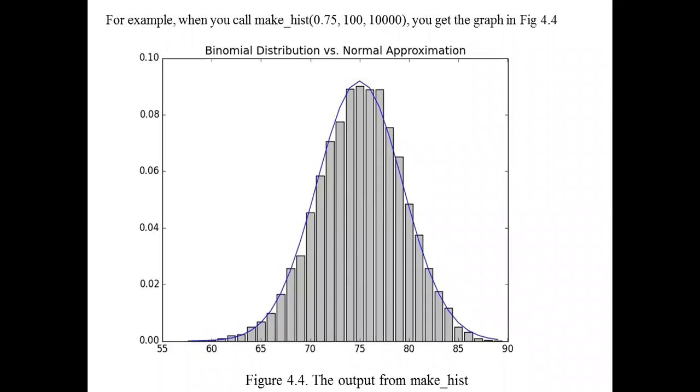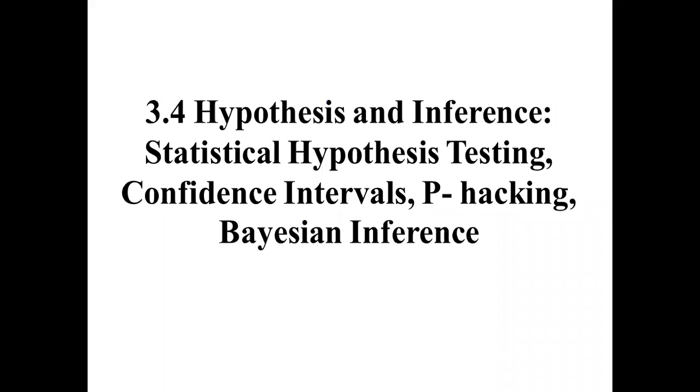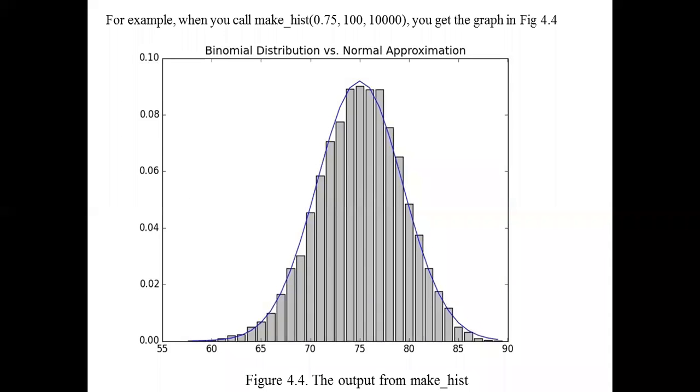So this will be the binomial distribution versus normal approximation. Again, take a look at this. After this, we will start with the next point, that is hypothesis and inference.